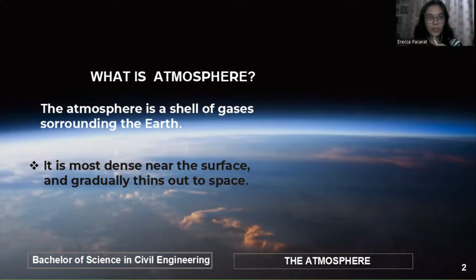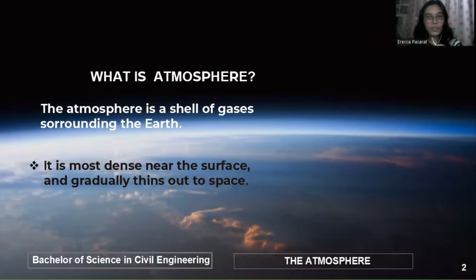What is atmosphere? The atmosphere is a shell of gases surrounding the Earth. It is most dense near the surface and gradually thins out into space. The Earth's atmosphere is so much more than the air we breathe. It is one of the main components of Earth's interdependent physical systems. The atmosphere is the layers of gases surrounding the planets and other celestial bodies like the sun and moon.